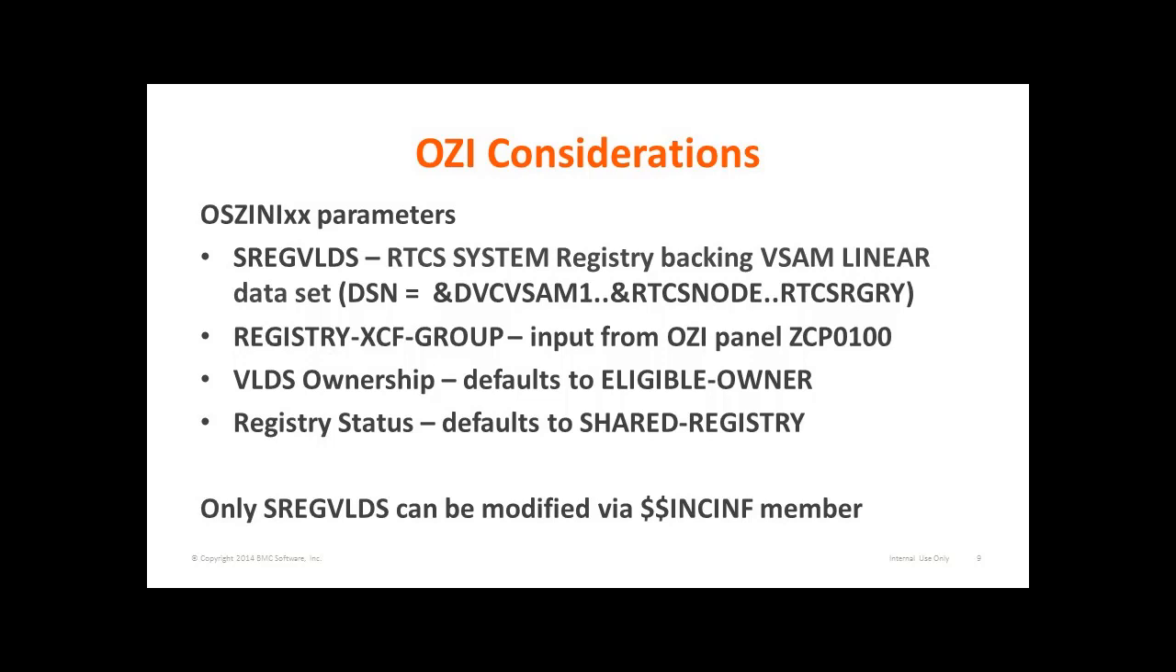The RTCS registry name is constructed from two variables in the $INC gen and the $INC INF members, while the initial setting for the XCF group is entered on a panel. The eligible, ineligible owner and registry instance status, shared or remote, is defaulted and must be changed manually.